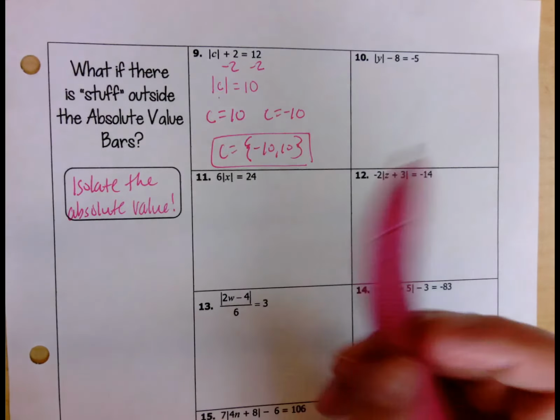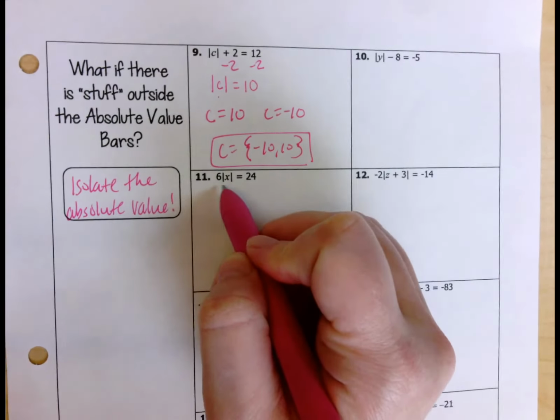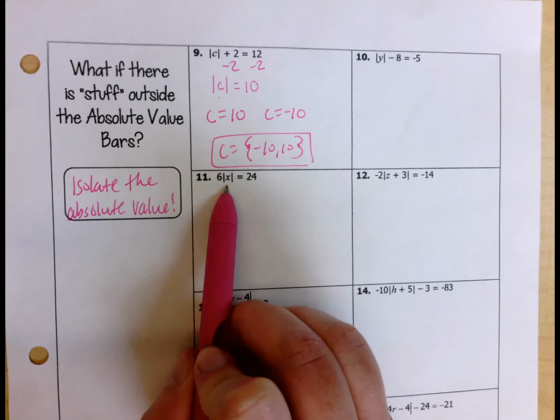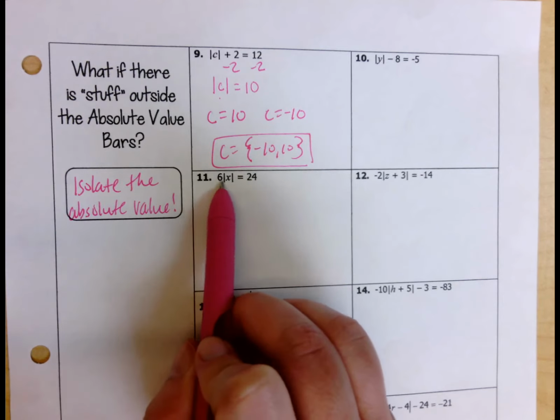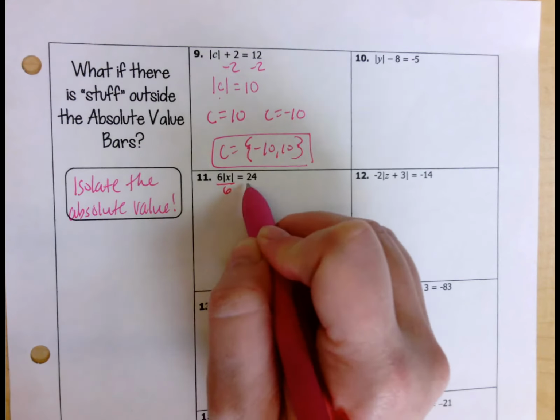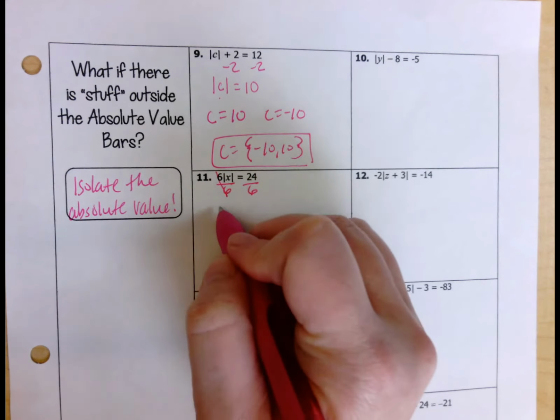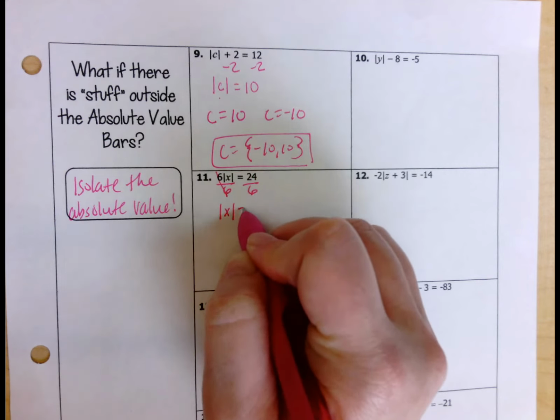Okay, number 11. All right, we have 6 multiplied by the absolute value of x. The absolute value is not isolated, so I need to do that. So to get rid of this multiplication, I have to divide everything by 6. That leaves me with the absolute value of x is equal to 4.